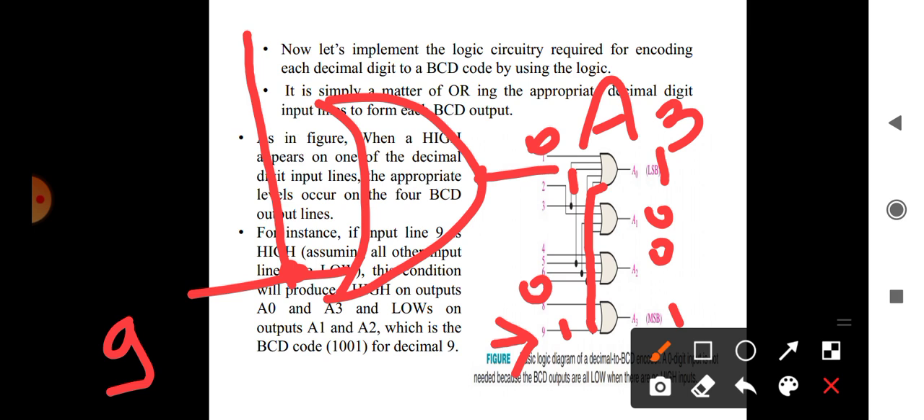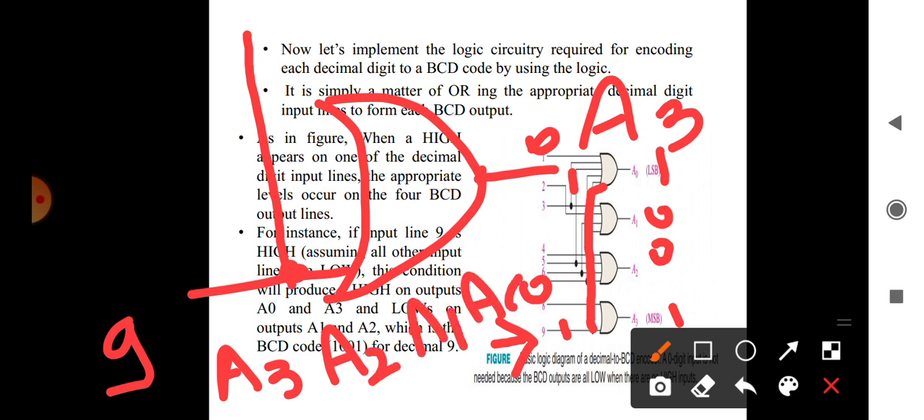If you want to have 9, what should the inputs be? What should the BCD digits be? A3 and A0 should be higher. So A3, A2, A1 and A0 is 1 0 0 1, which is the BCD number for 9. So here you can see A3 should be higher.